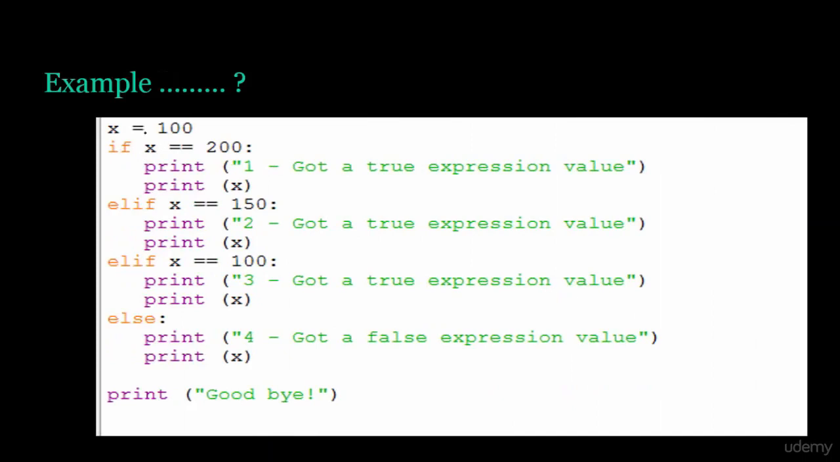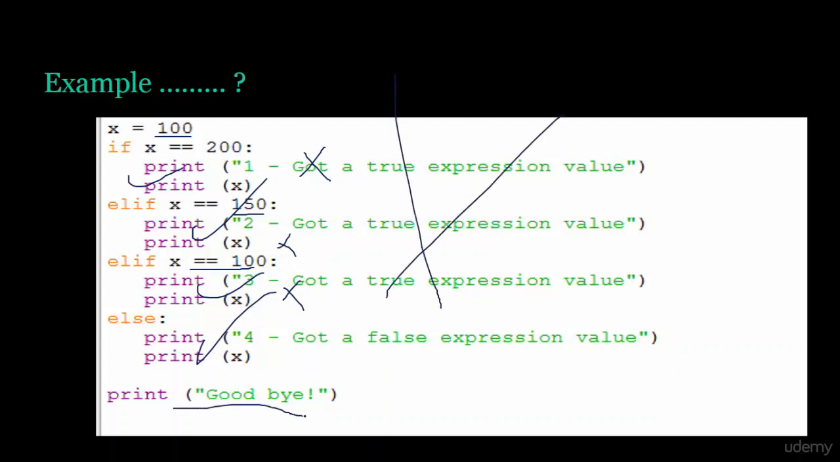In this example here, I set x equal to 100, then I make if and elif conditions. I said if x equal to 200, we will print this, and if x equal to this, we will print this, and elif x equal to this value, we will print this, and if this is false and this is false and this is false, we will print this, and when we exit the whole block, we will print goodbye. Let's try this in our Python shell.